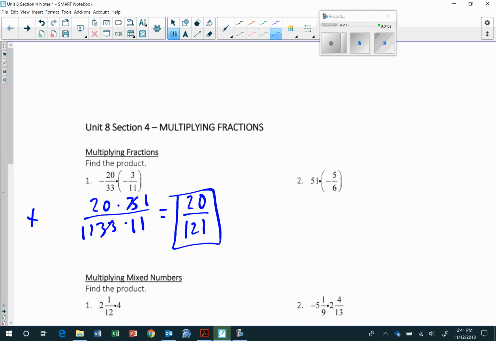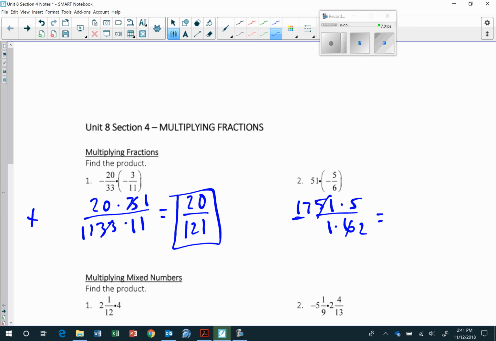For number 2, I have positive 51 times negative 5 over 6, so I know my final answer is going to be negative. I'm going to go ahead and write that out front. I'm going to write this all as one big multiplication problem, so I'm going to do 51 times 5 over 1 times 6, because 51 is the same thing as 51 over 1. I look at this, 51 and 6 can both be divided by 3, so 51 divided by 3 is 17, 6 divided by 3 is 2.